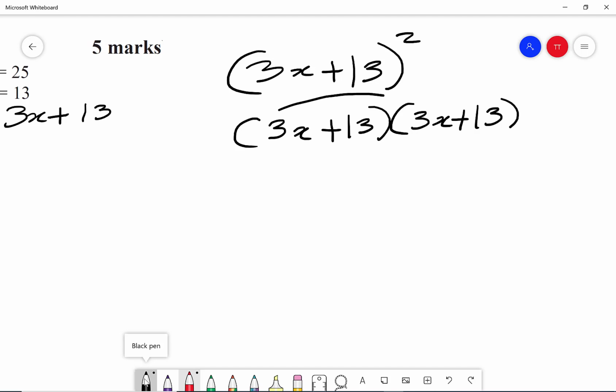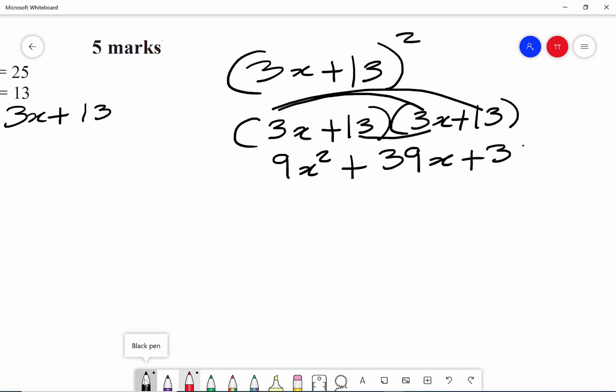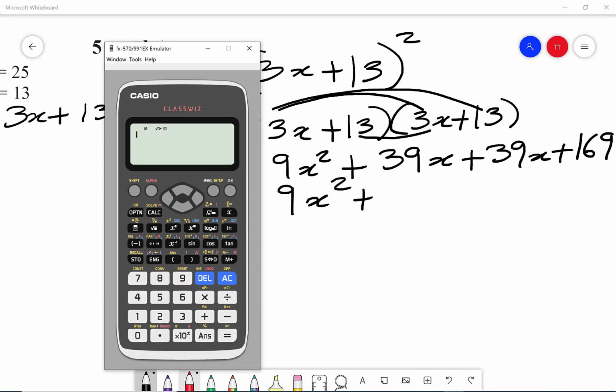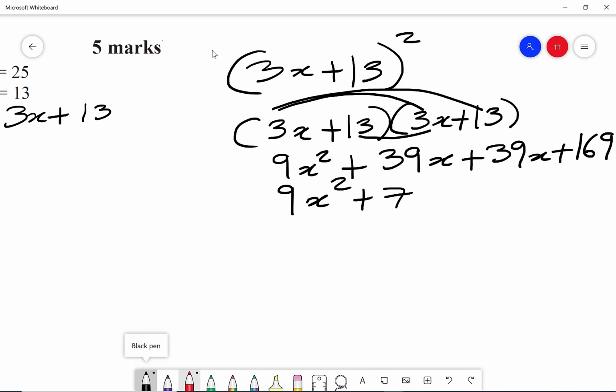Now that's going to be 3x times 3x, which is going to be 9x squared. 3 times 13 will give me 39x, so 39x plus another 39x, and 13 squared will give me 169. So we get 9x squared, we're going to double 39, so we get 78x plus 169.